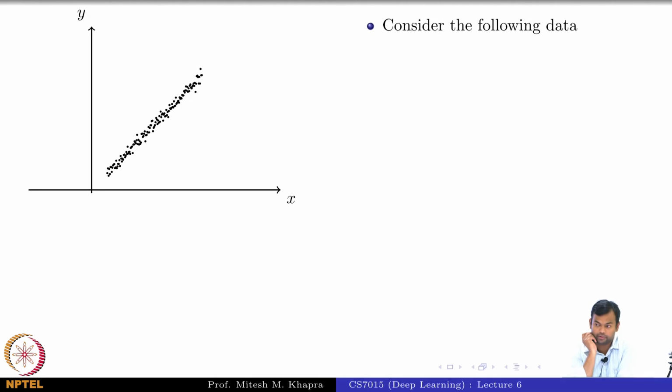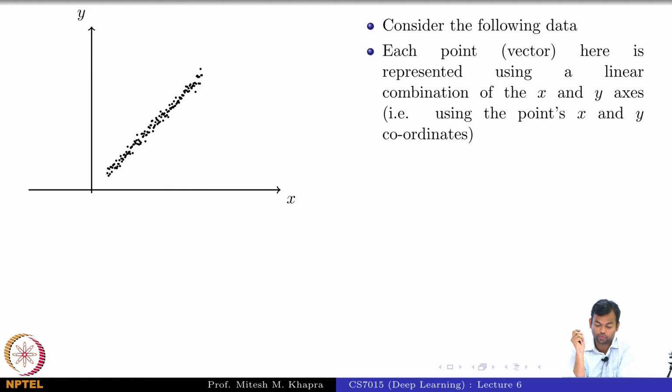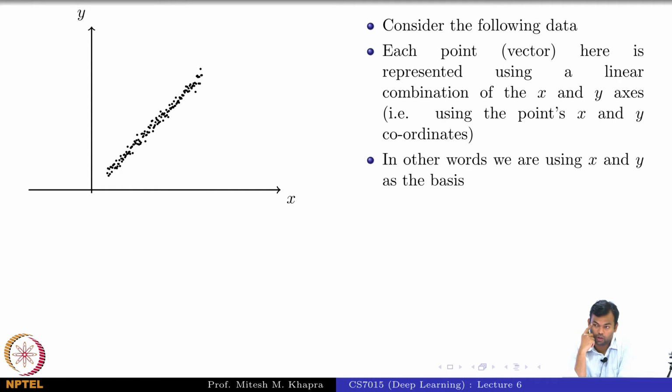Okay. So now let's try to motivate PCA first. Consider the following data. In what dimension is this data? 2 dimensions. It's R2. And each point here is represented using its x coordinate and its y coordinate. Now it means that we are using x and y as the basis. Right? That's clear. That's the standard way that you would do. Any data point you'll just represent using that basis.